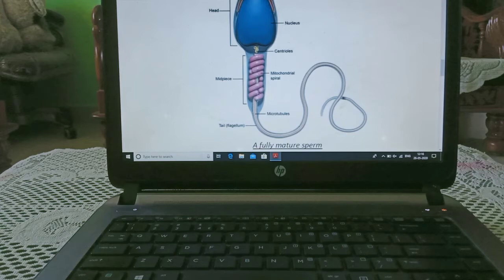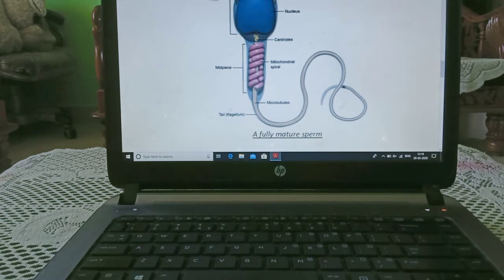This is the middle piece, where mitochondria are present. Mitochondria are required to give the energy for the movement of the sperm towards the ovum. And this is the tail.